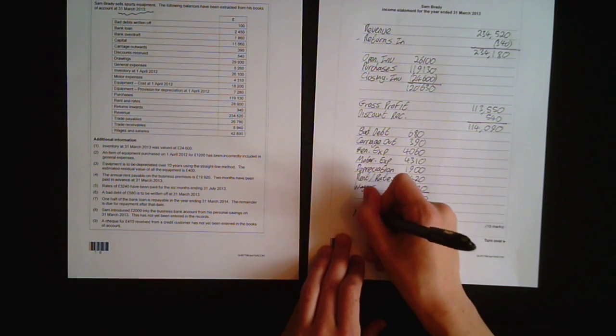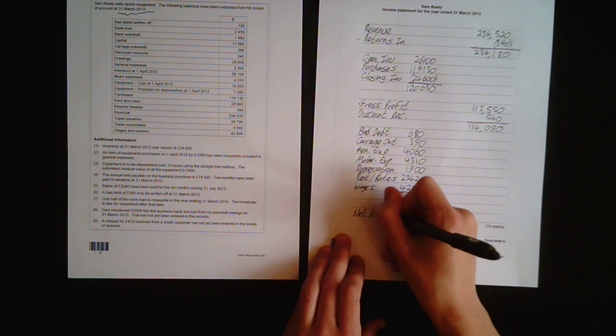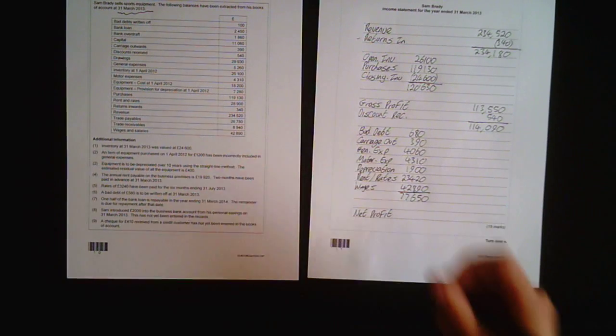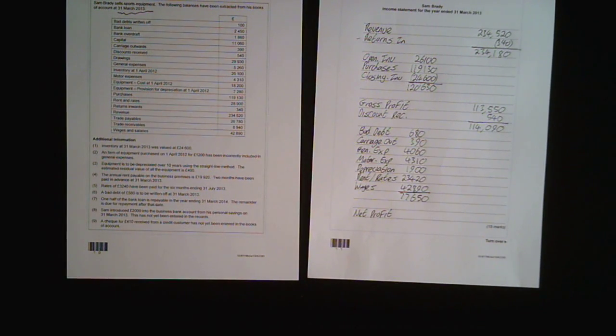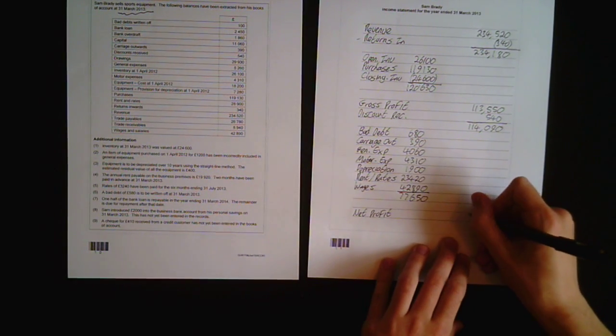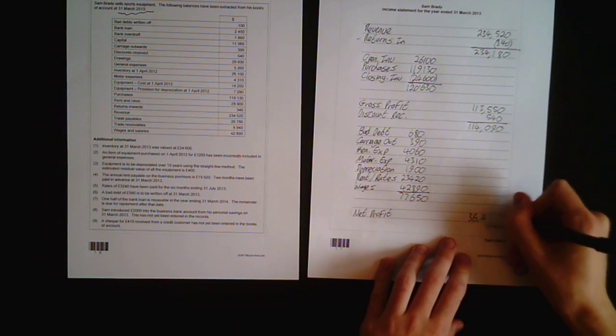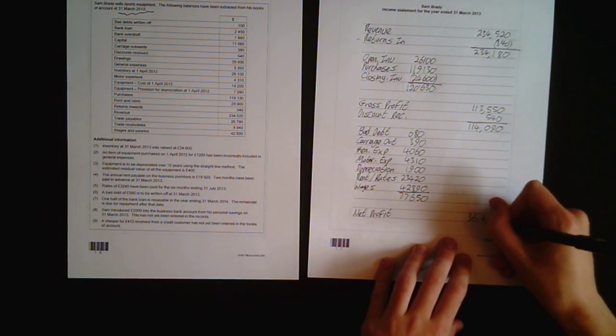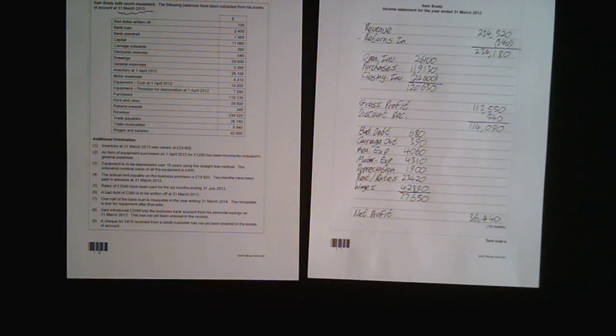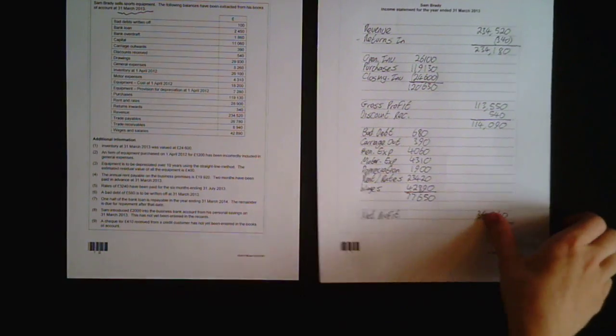And the net profit, or profit for the year, whatever you want to call it. I call it net profit because it's easier, it's short to write. 36,440. Oh, so well done if you got that by yourself when you did it previously. If you didn't, hopefully you understand how I got there. But anyway, moving on to the balance sheet.